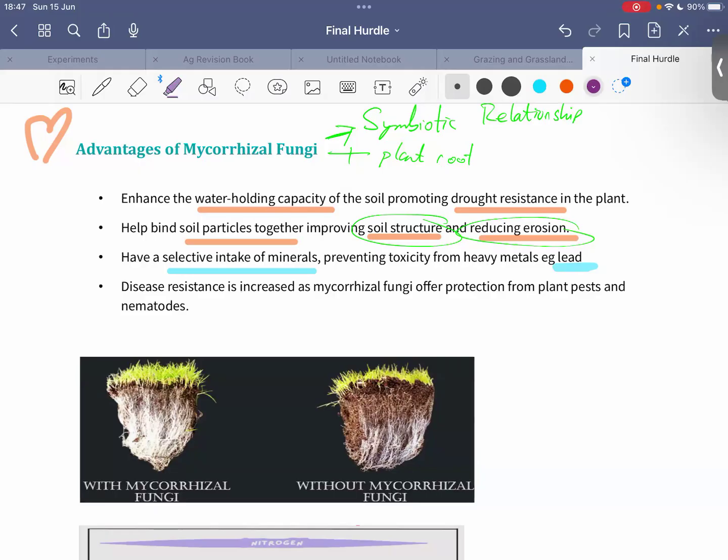Disease resistance is going to be increased, okay? So offers protection from disease. So disease resistance is going to be increased from nematodes such as who? Okay, such as our stomach worms. And we can also talk about our liver fluke. Okay, technically liver fluke isn't a nematode, that's actually a platyhelminthes, but you don't need to worry about that. Please know your advantages of your mycorrhizal fungi, okay?